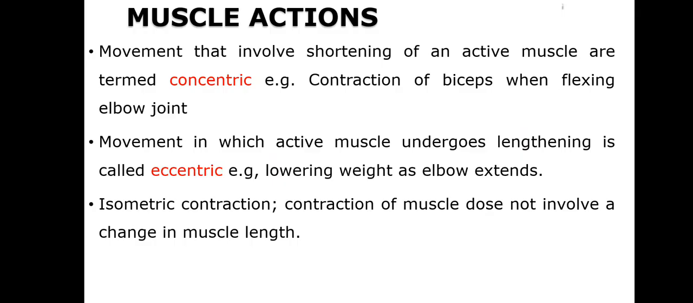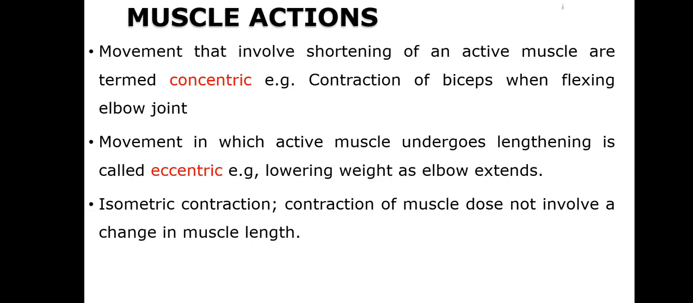Now that kind of muscle action, we refer to it as eccentric muscle movement. For example, lowering weight as the elbow extends. When you're extending your elbow, think of it like you're extending your help towards someone, extending your hand towards somebody. In that action, you are increasing the length of this muscle. And by virtue of lengthening the muscle, that is eccentric muscle action.